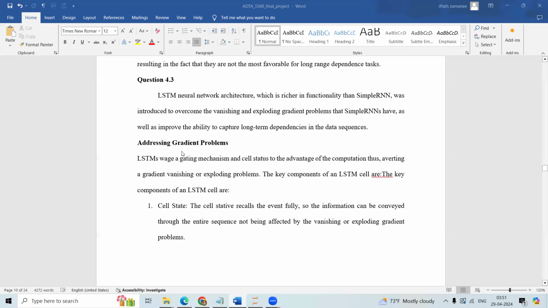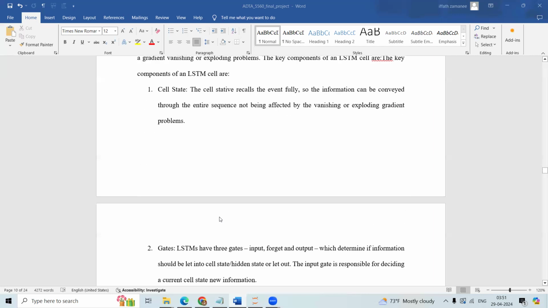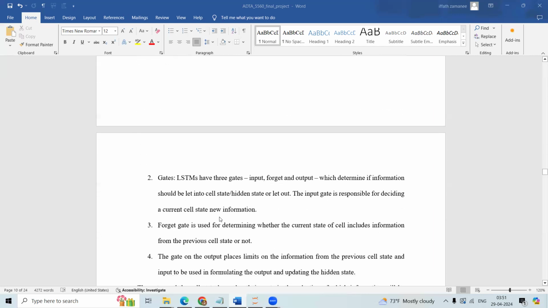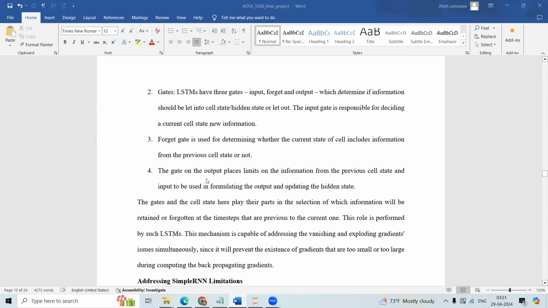Addressing the gradient problem, LSTM uses a gating mechanism and cell structure to advantage the computation, thus averting the vanishing or exploding gradient problem. The key components of an LSTM cell are the cell state and the gates: the input gate, the forget gate, and the output gate. The gates and cell state play the important role in the selection of which information will be retained or forgotten from the time steps previous to the current one.